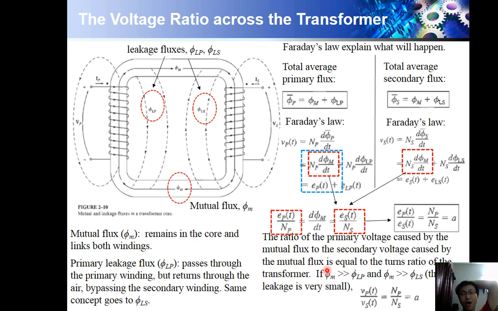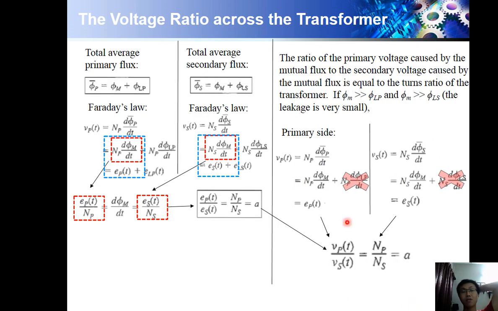If phi M is much bigger than phi LP, and phi M is much bigger than phi LS, which means the mutual flux is much bigger than the leakage flux at the primary side, and the mutual flux is much bigger than phi LS, this one, so we can put this equation. The next slide will show you how.